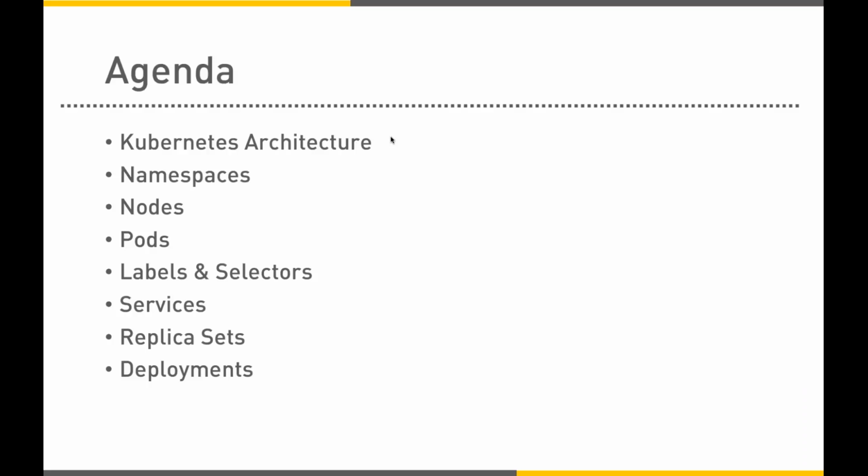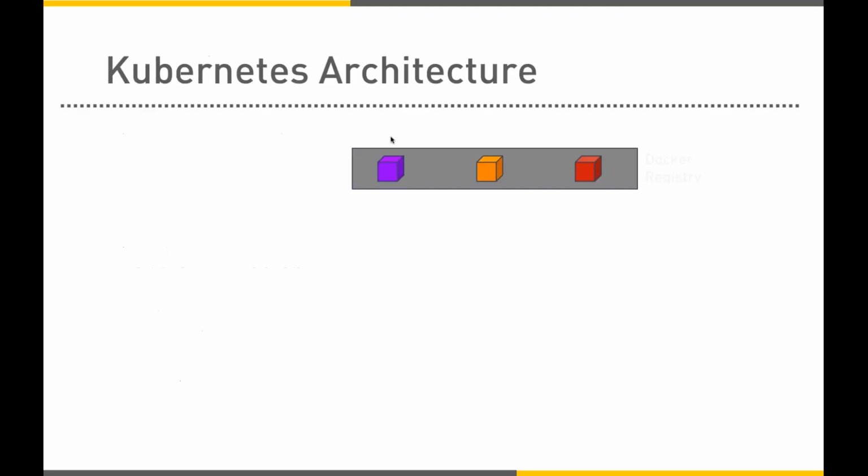With that, I want to do a quick recap of the Kubernetes architecture and then walk you through a set of primitives like namespaces, nodes, pods, and so on. The objective of this webinar is to get you very familiar with the Kubernetes terminology, the nomenclature, and the way of packaging and deploying applications in this environment. So let's get started.